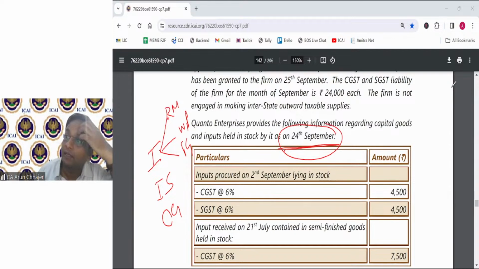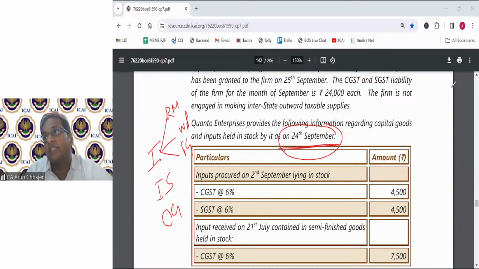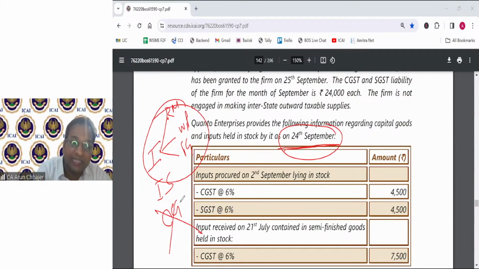We know that section 18 subsection 1 clause B talks about the person who has taken voluntary registration. He can take the ITC on whatever stock he has on the day immediately preceding the date of liability to take registration. No, the date of granting of the certificate. ITC needs to be availed on input, input service, or capital goods? The answer is only input. Absolutely correct. We can't take the ITC on capital goods. We can't take the ITC on input service.